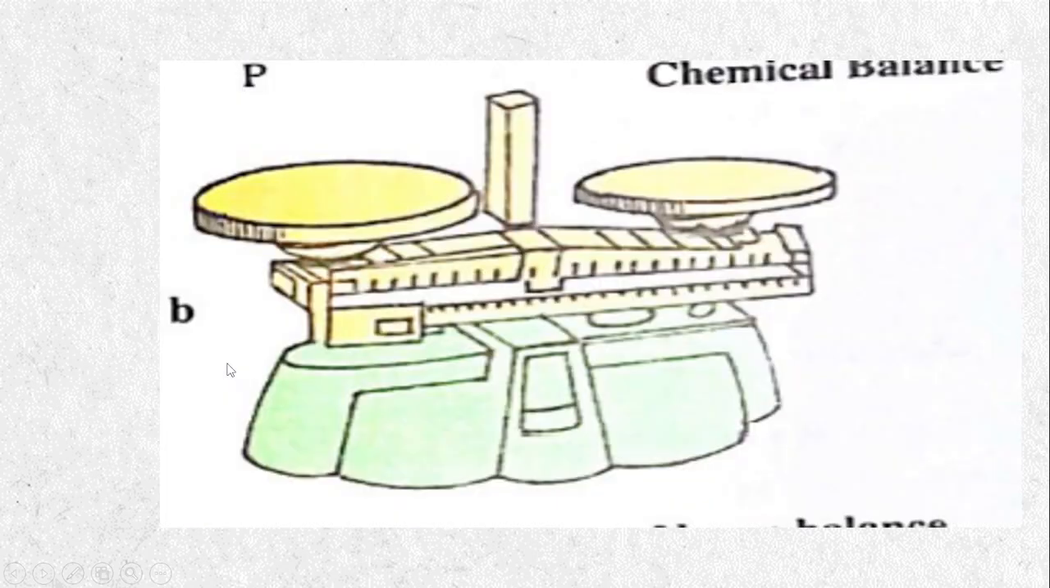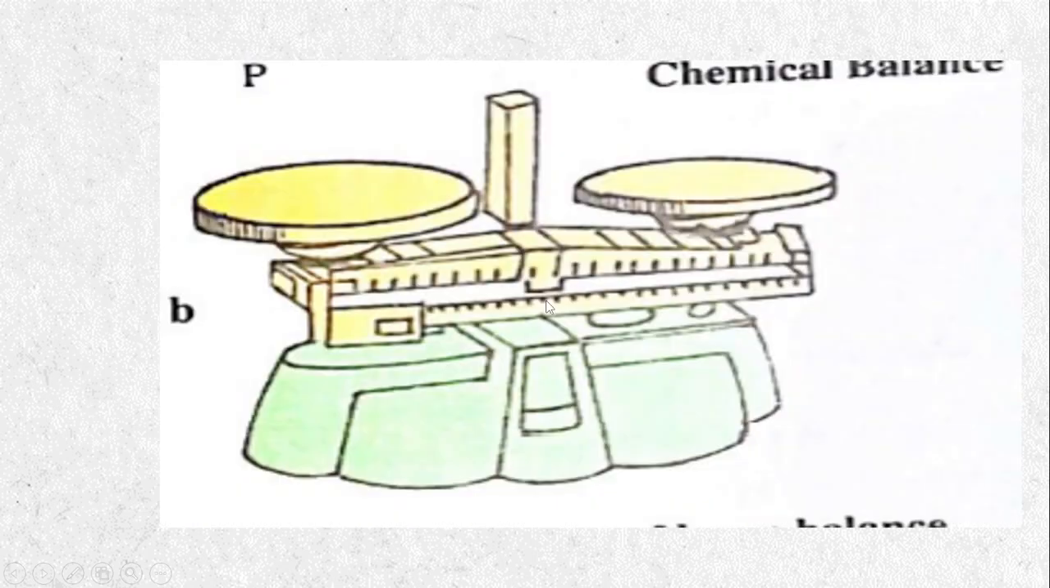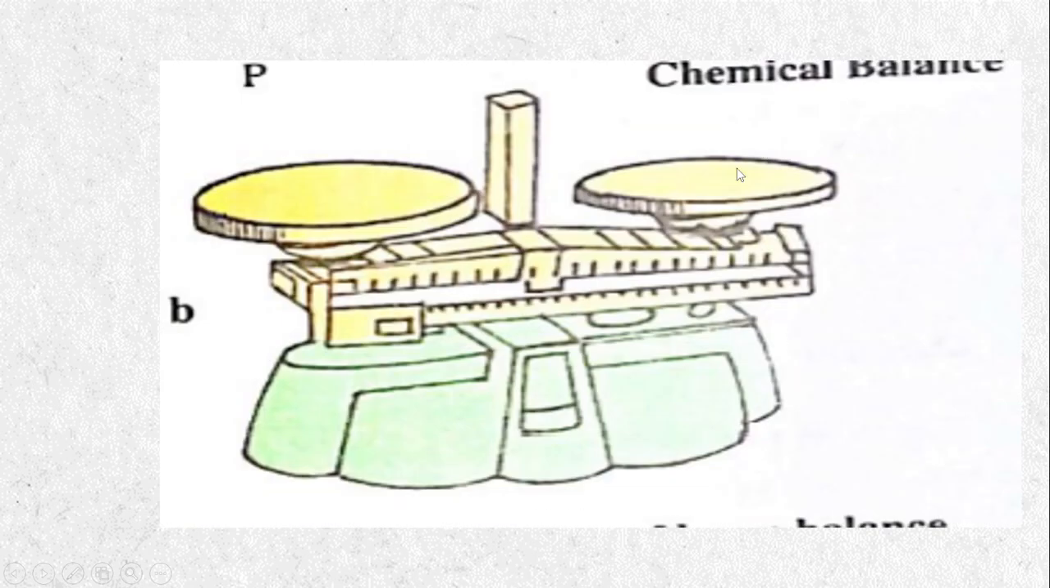So now let's take a demonstration of it. So here is a diagram of a chemical balance. It is used to measure the mass of a body. The mass of a body is usually measured by comparing it with standard masses. To measure with a beam balance, the object is placed on the left hand scale pan, and standard masses are placed on the right hand scale pan. That means standard masses, that's a definite mass.